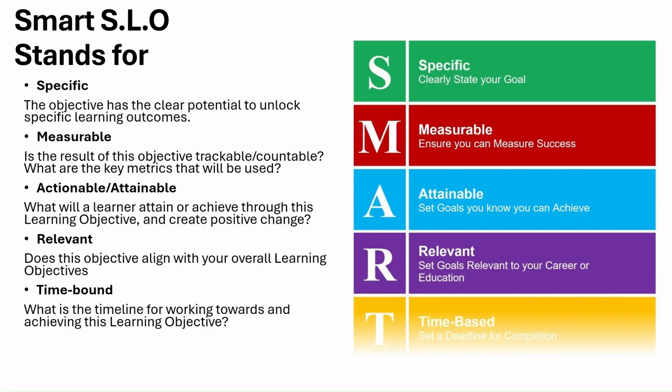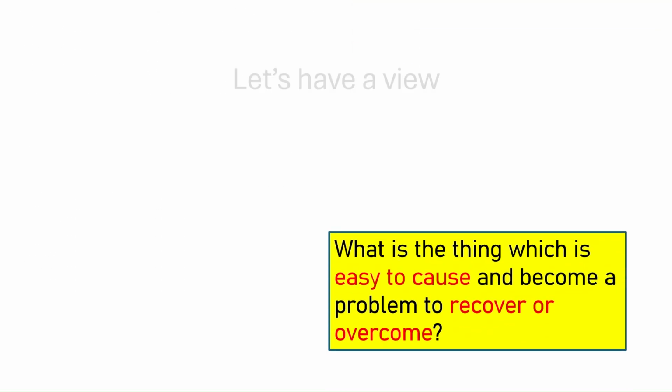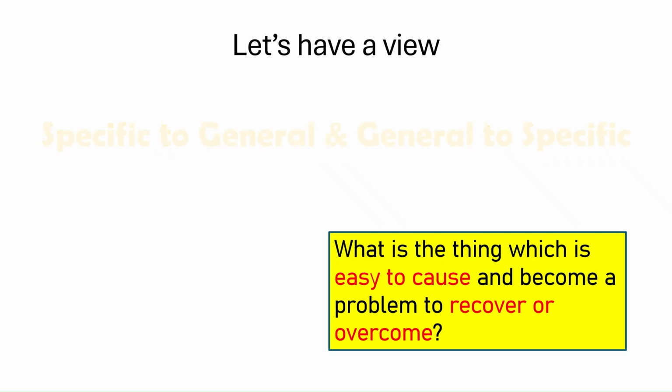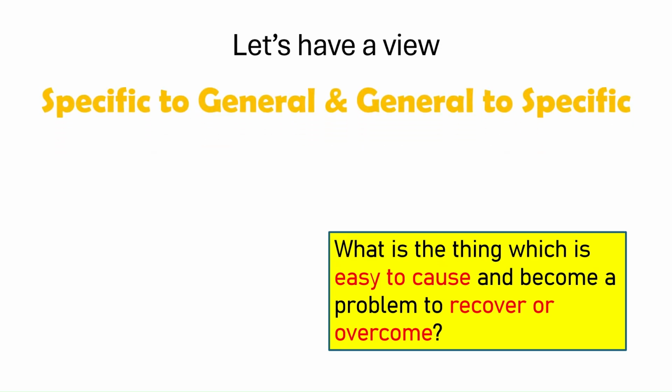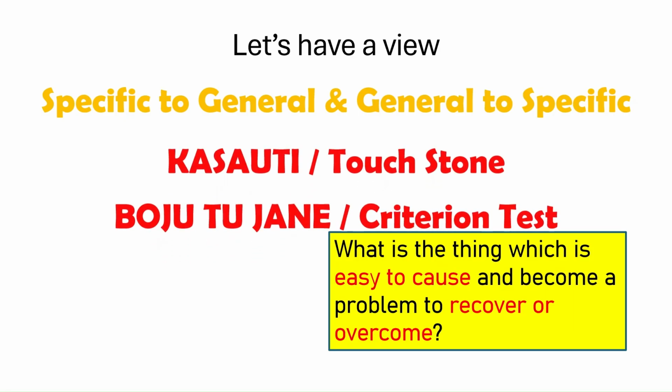So we go ahead to the next task. Now that we have learned about SLOs and SMART SLOs, here comes another view. We try to communicate from general to specific and specific to general with a small activity. This activity helps you learn specific to general or general to specific. The activity is called Bujho To Jane.